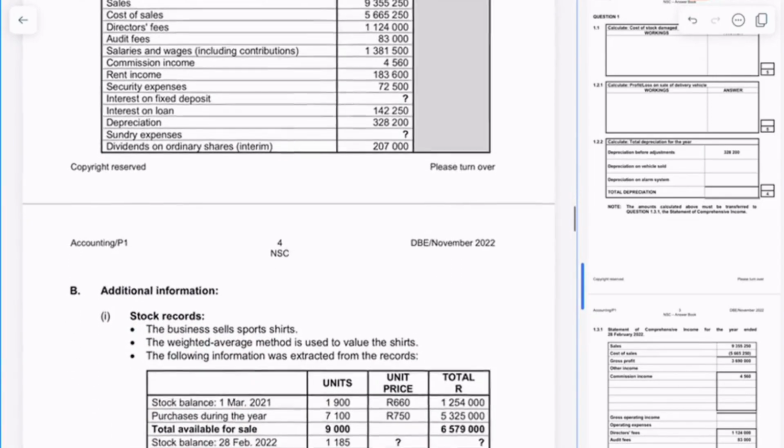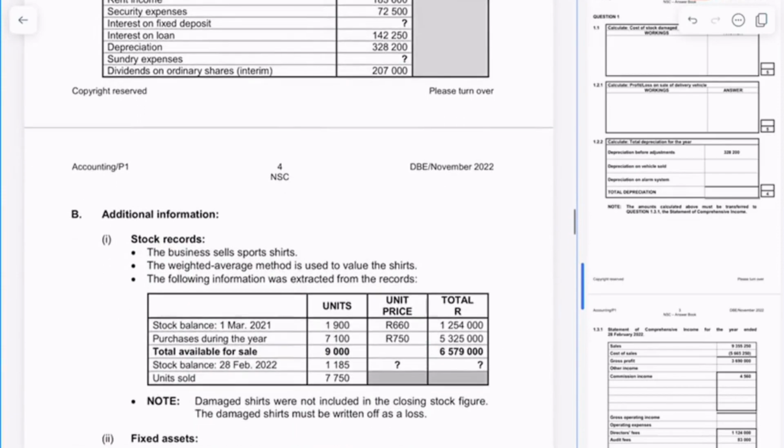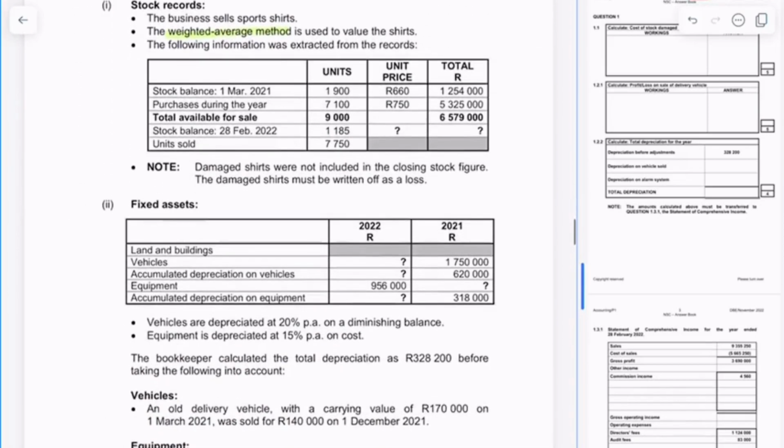Moving on, they give us the additional information relating to our stock records. So here we are going to use this information to do the answer to B1. The business sells sports shirts and they use the weighted average method. So that is important: the weighted average method is used to value their stock. Then B2, we've got the fixed assets and we've got some calculations there. We'll go into that detail when we start answering that question.